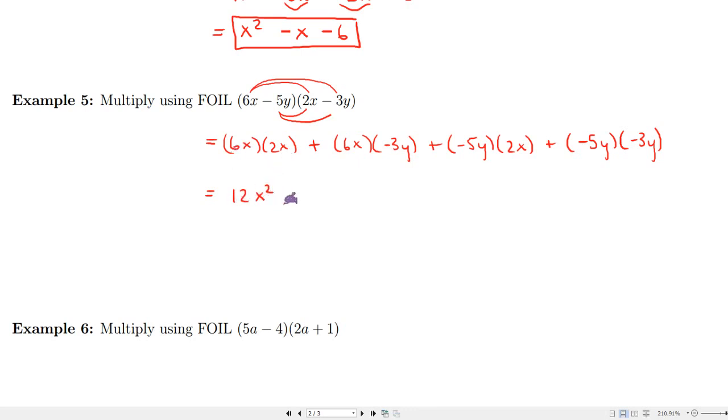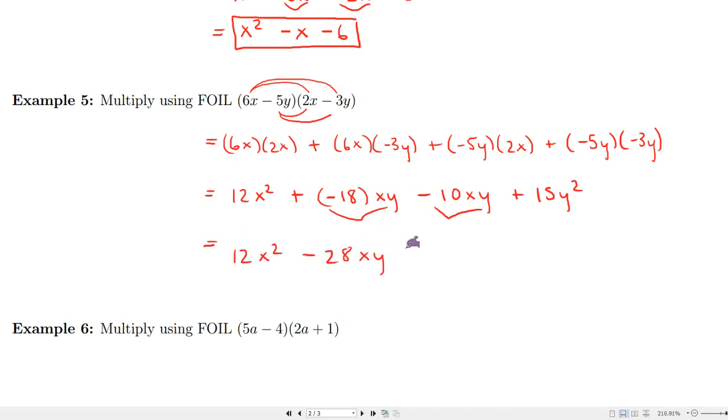So this would be 12x squared, and then plus it'll be -18xy, and then minus 10xy, and then negative times negative is plus 15y squared. And we have only this term with x squared. These two terms have an x and a y, so we could combine these, but this is the only term with a y squared. So in the end we'll have 12x squared and then minus 28xy plus 15y squared.